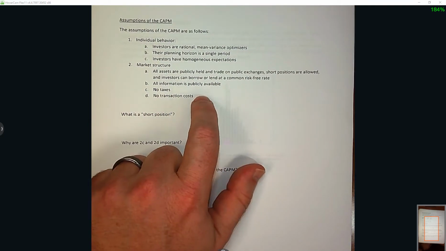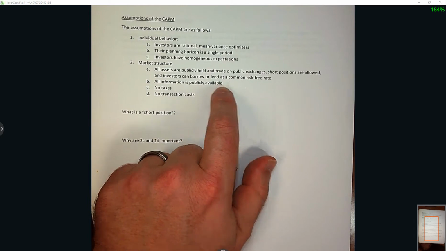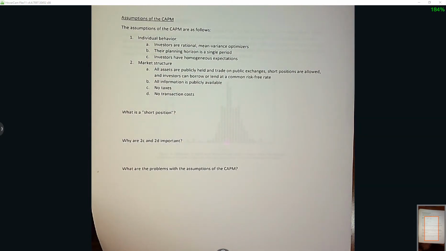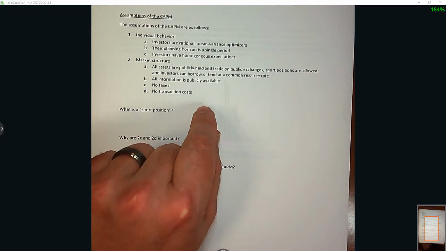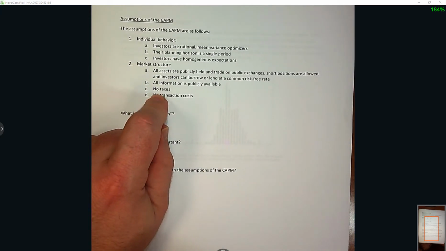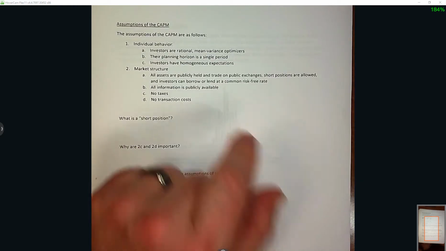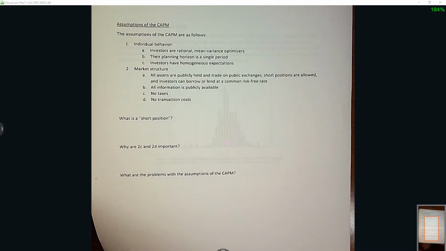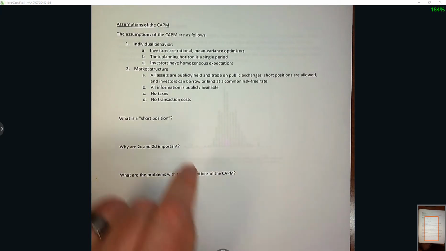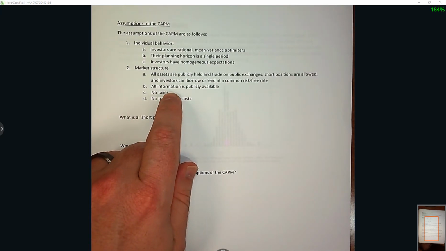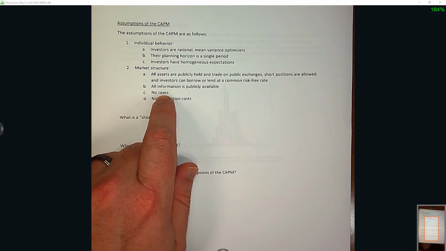All information is publicly available. That's not true, but it's becoming more true, especially for stocks. I'm going to come back to that idea in a minute. There are no taxes. There are taxes. There are no transaction costs. There are transaction costs. However, transaction costs are actually going down because we're using more technology. It costs less to make transactions through the internet or through electronic exchanges than it does in person. So this is going down. Information is getting better. There are still taxes.